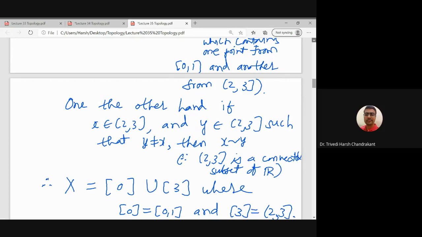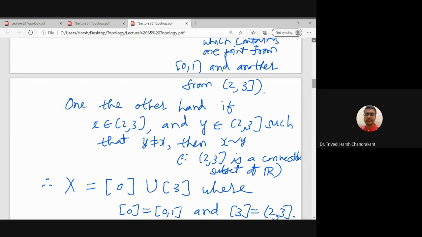And what are U1 and U2 here? They are the intervals [0,1] and (2,3]. So if x and y are related, both the points will be either in [0,1] or both in (2,3]. It cannot be one point in the first interval and the other point in the second interval. So this proves that if x and y are related and x belongs to [0,1], then y also belongs to the interval [0,1].